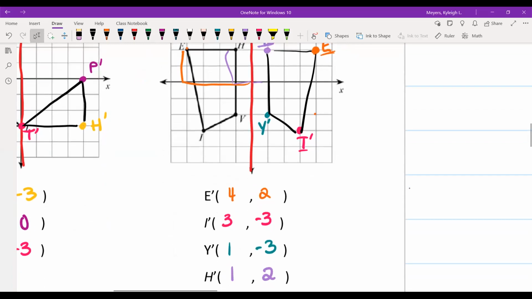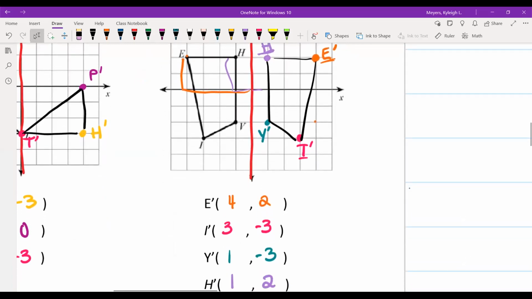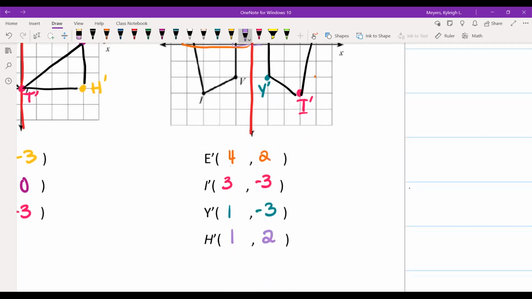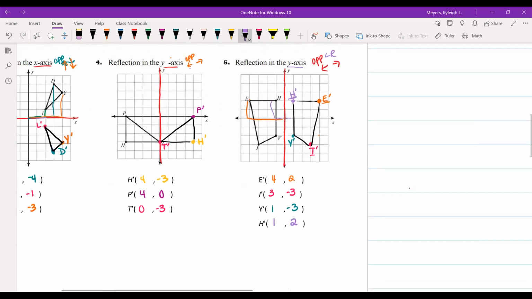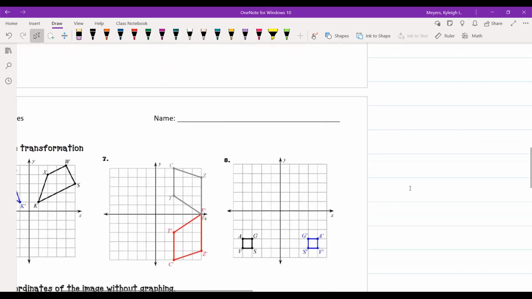And then you just have to find the ordered pairs, right? So we went over 4, up 2. So that's 4, 2. For I, we go over 3, down 3, because it's down, we go to the -3. And Y is 1, -3, and H is 1, 2. All right, so hopefully you did okay on that. If you didn't understand that, ask me questions, okay? We're going to keep on going.